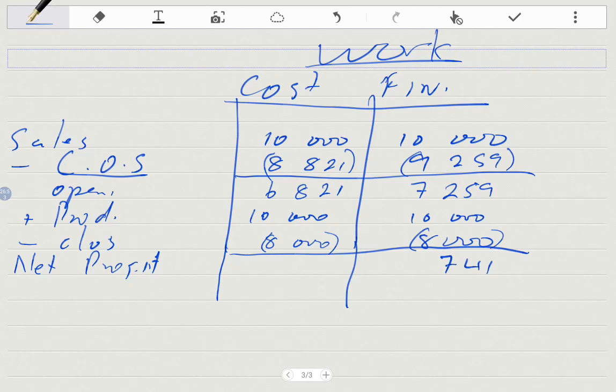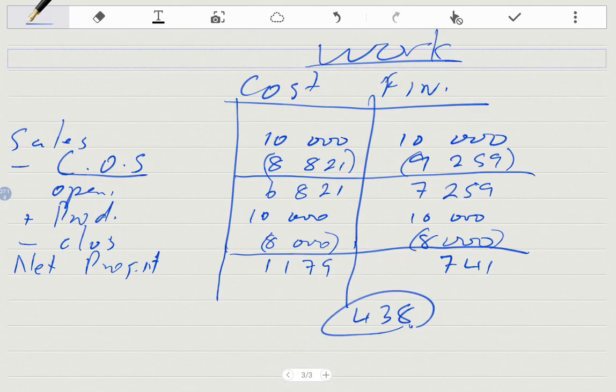But when you come to the cost side, you've got 10,000 minus 8,821. Your profit here is 1,179. You can check the difference from 741. Can you see that 438 again? That's the difference that we're looking for.